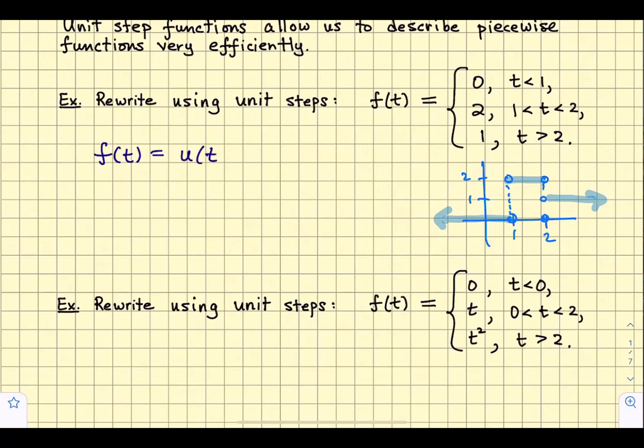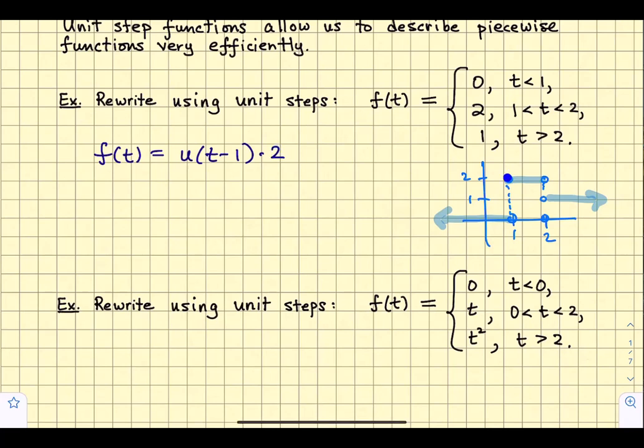So we'll do u of t minus 1. That will give me a switch that'll turn on, and when it turns on, it has a value of 1. But we don't want it to have a value of 1. We actually want it to have a value of 2. So we'll just multiply this by a 2. And I usually write it in this order: turn my switch on and then make it be on what I want to have on. And I want to have a 2.